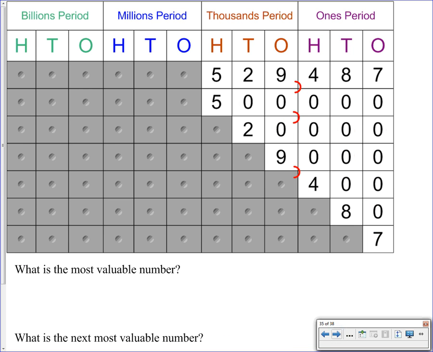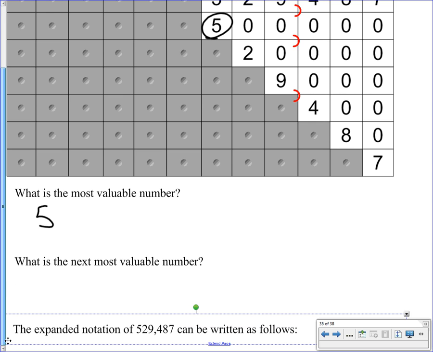So here I have it all nice and typed up. The question is, what is the most valuable number? The most valuable number is the one that is the farthest to the left. So 5 is our most valuable number. 5 is the most valuable number, and it's worth 500,000. So what's the next most valuable number? Well, that would be my 2, the next number over, and it's worth 20,000.